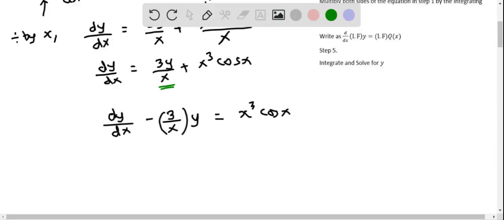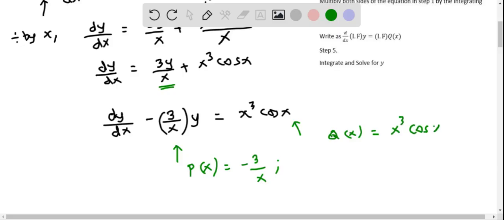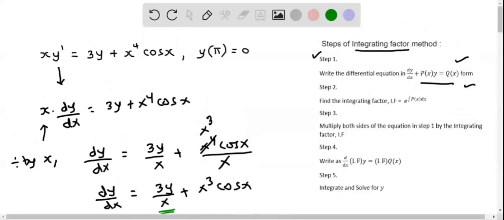Maybe we can identify the p of x. So this quantity is the p of x, that is this expression, which is p of x equal to negative 3 by x. And the expression on the right side is the q of x, and this should be a function of x. We can easily verify that it is a function of x, that is q of x equals x cube times cos x. So we have written this in the dy by dx form, which means we have completed step 1.